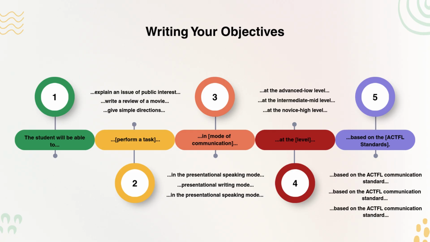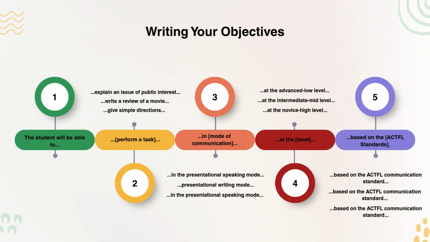For example 2, let's look at an intermediate mid class. A writing objective could be the learner will be able to write a review of a movie in the presentational mode at the intermediate mid level based on the ACTFL communication standard. This is also a concrete, measurable goal that directly links to a can-do statement. I can write a review of a movie, play, exhibit, etc.